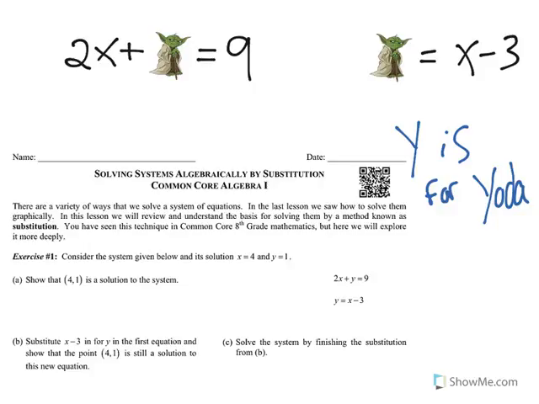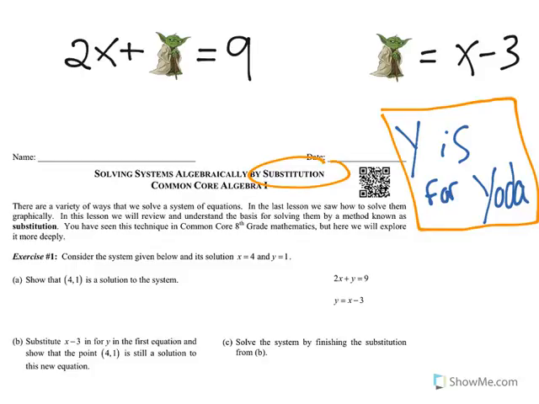Hey Algebra, welcome to today's video that's going to take us through solving systems by substitution. And the little mnemonic device we're going to use today is going to be Y is for Yoda. Y is for Yoda. And I'll start without even looking at any of the algebra stuff and looking up at these two equations. 2x plus Yoda equals 9, and Yoda equals x minus 3.